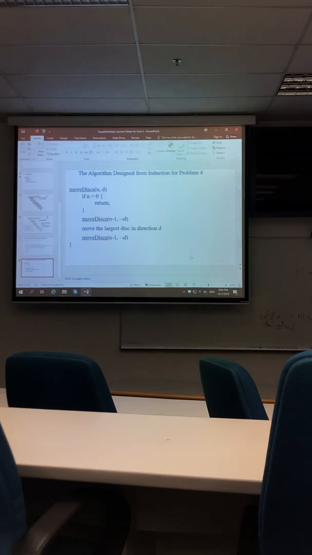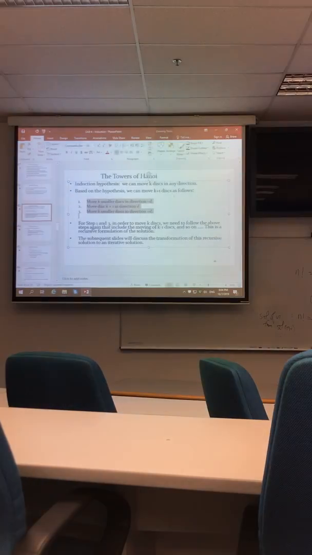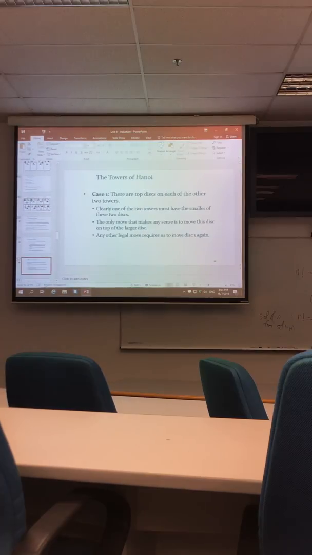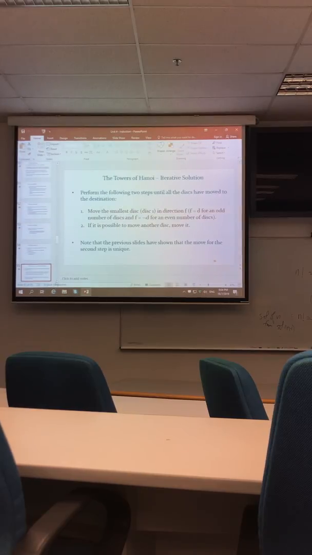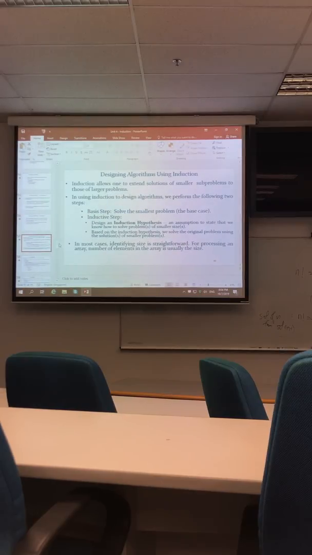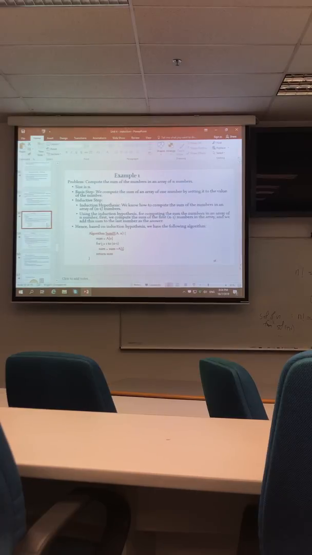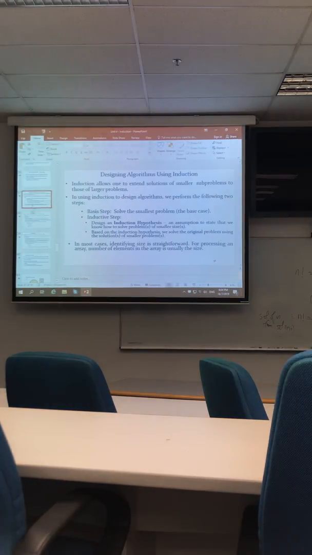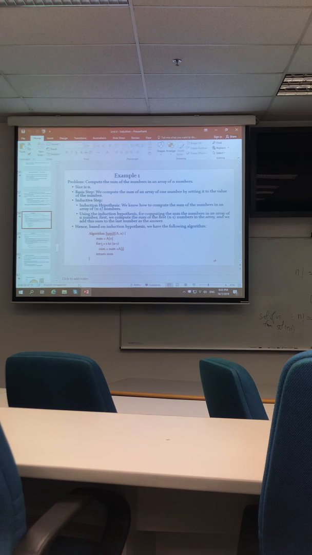And now, go back. Okay, there's so much on the induction process. Lastly, there are two more algorithms, two more examples on writing algorithms. These two are simpler than those we discussed. Those algorithms we have already seen.